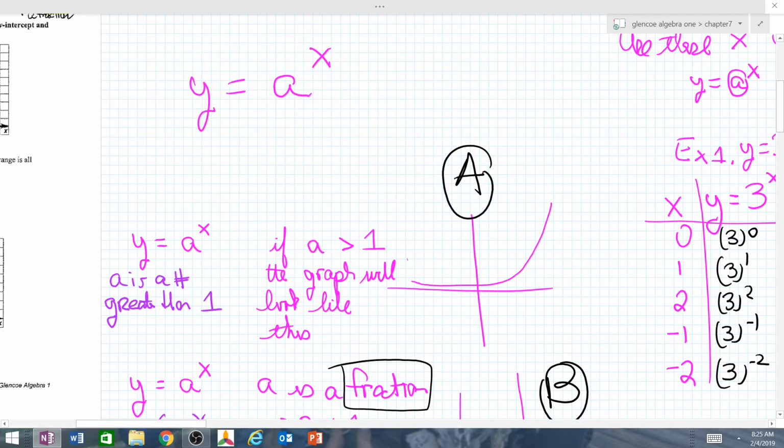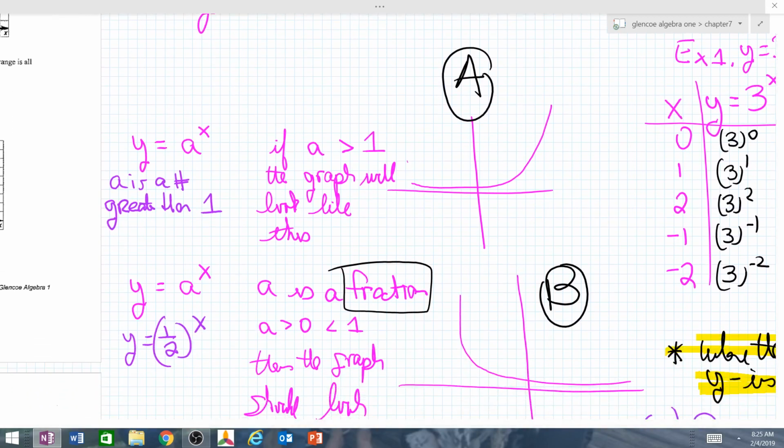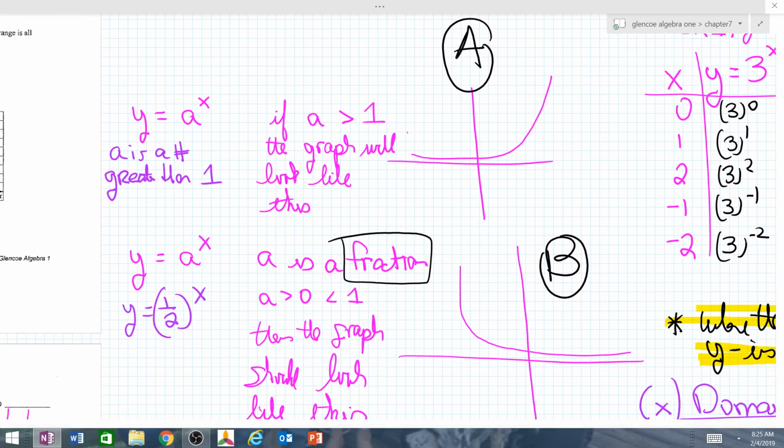So this is probably something important. I would put this in your notes. If y equals a to the x and a is a number greater than 1, that's what your graph is going to look like.